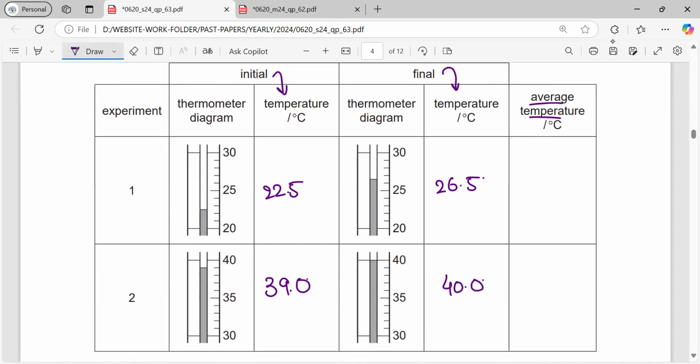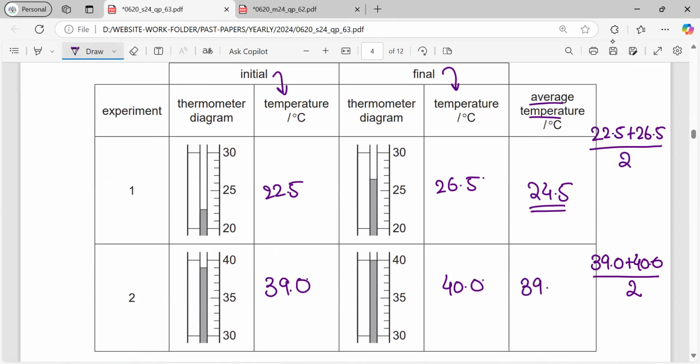Now we'll take the average. To take the average, we will add the two things. We'll add 22.5 and 26.5 and divide them both by the number of quantities. So we have two numbers over here, two temperatures, so we'll divide it by 2. That's how we take the average. We add the two things, divided by the total number. And here also, we'll do 39.0 plus 40.0 divided by 2. That's how we take the average. For the first one, the answer comes out to be 24.5. And for the second one, the answer is 39.5.